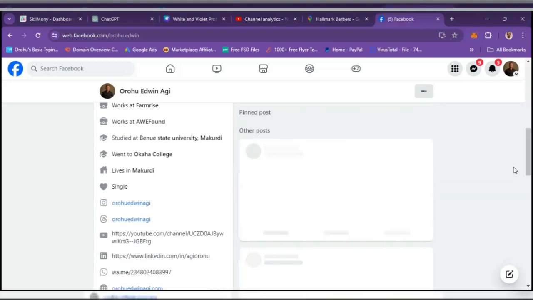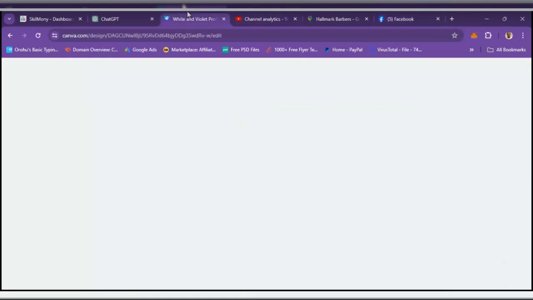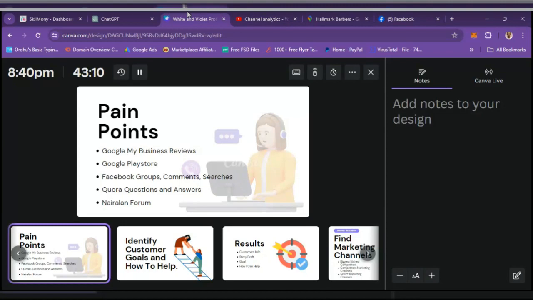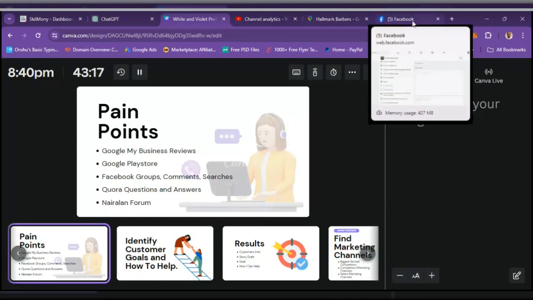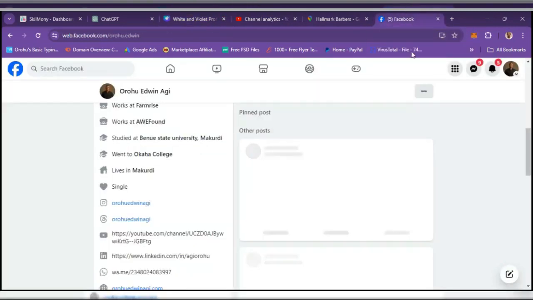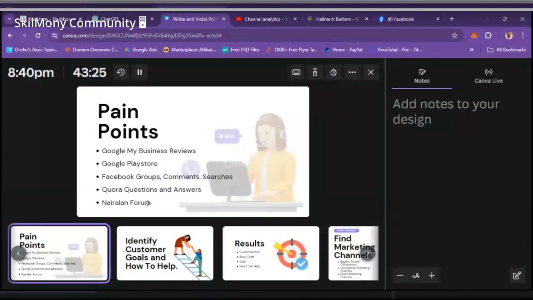So you can get information or reviews from people via Facebook groups, Quora searches, and online questions and answers. You can search on Quora and hear what people are saying there. Then Nairaland Forum is also part of it. You can use Nairaland Forum to do one or two things about that, right?